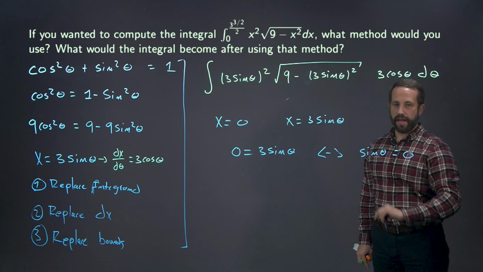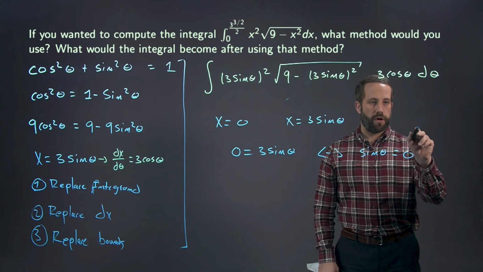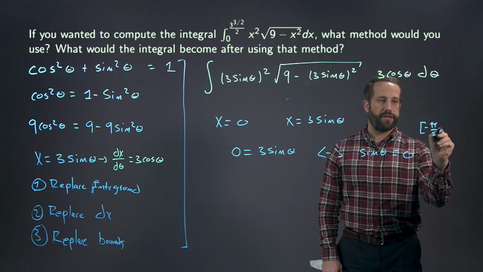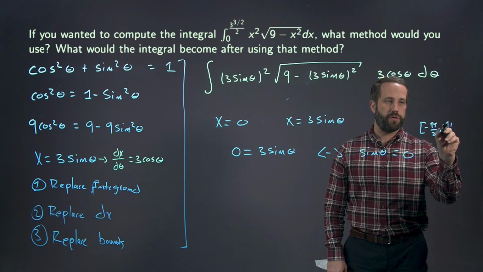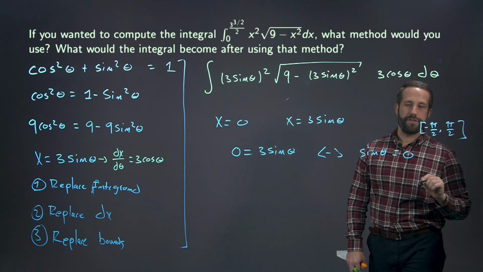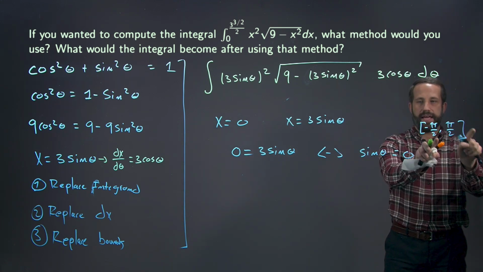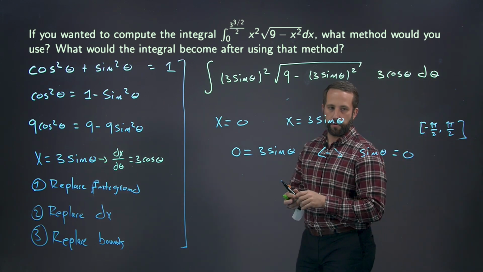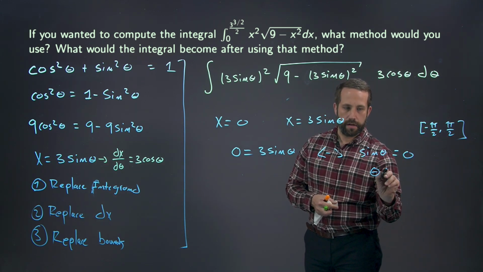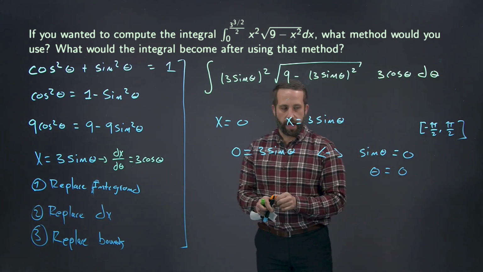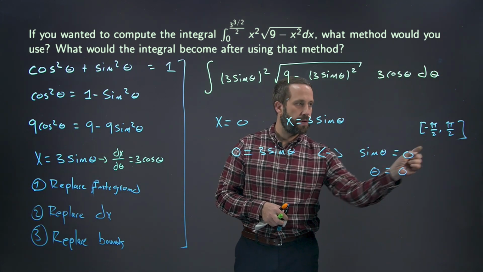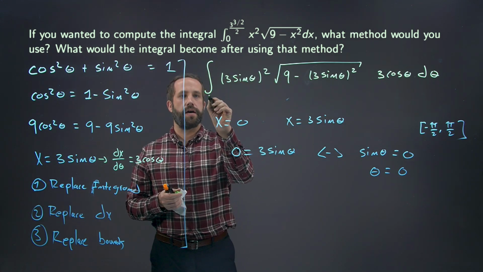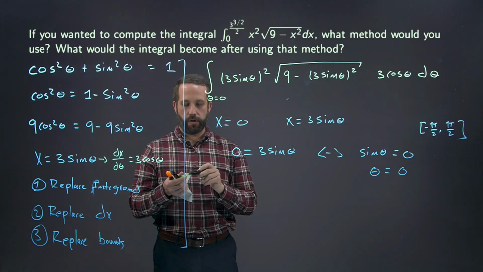So if sine theta is equal to 0, remember that in the sine substitution, our values of theta go from minus pi over 2 to pi over 2. And so the value of theta in this interval that satisfies this equation is going to be theta equals 0. So the solution here is theta equals 0. Again, there are infinitely many thetas, but only one in this interval. So now the lower limit is going to be theta equals 0.